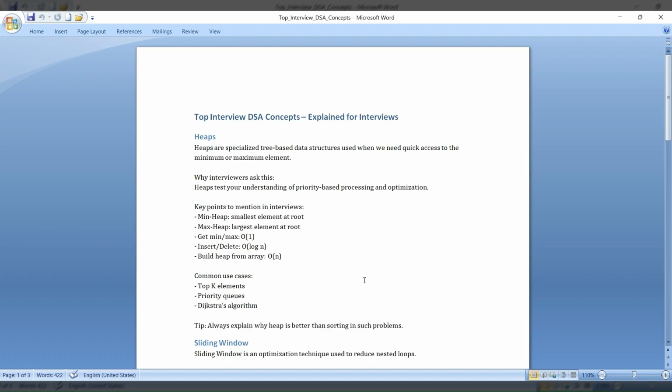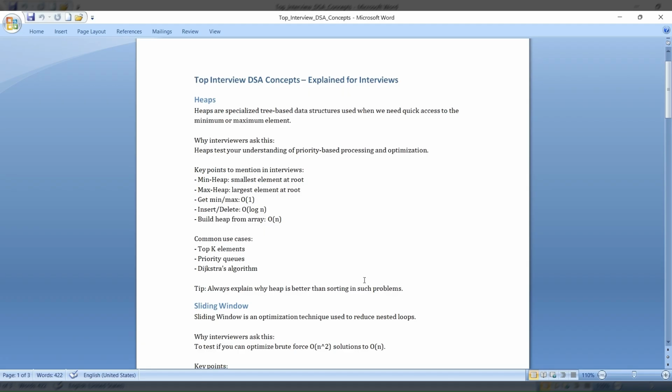The very first question is based on the heap data structure. Heaps are a specialized tree-based data structure used when we need quick access to the minimum or maximum element. If you remember, in my previous question, I used min heap and max heap to find the minimum or maximum element when I have to pop the element.